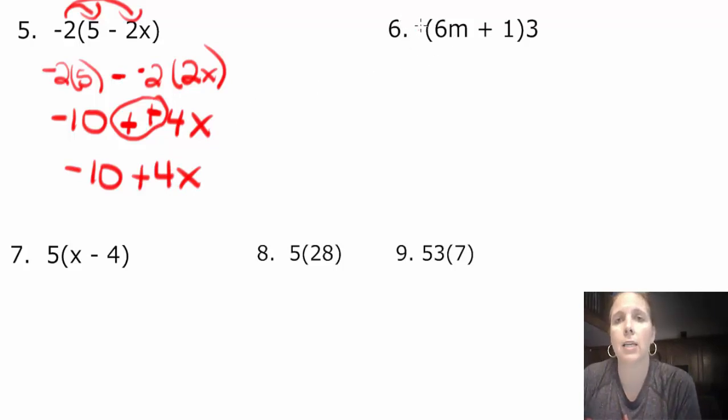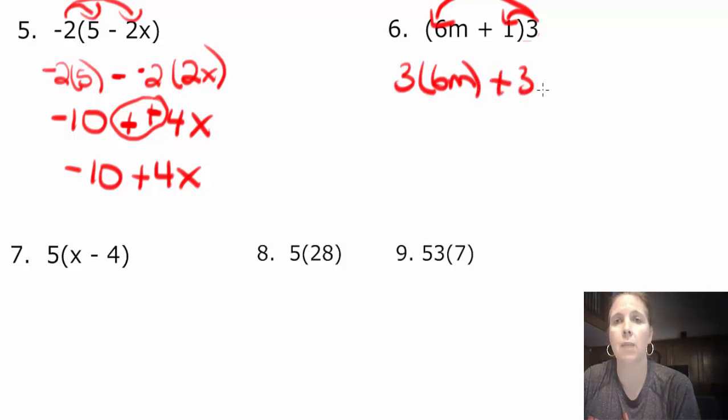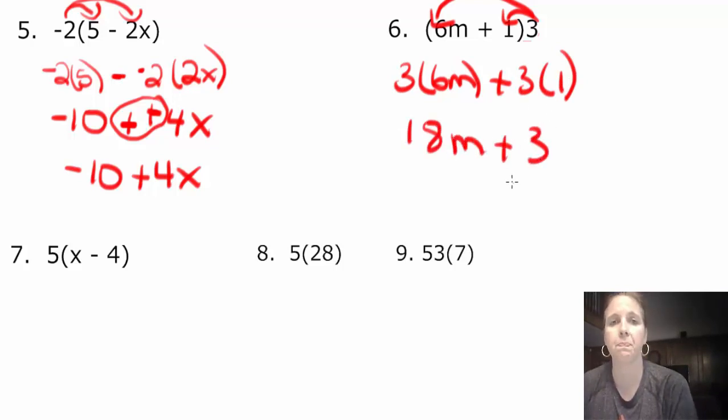Number 6. So now we have our number that's being multiplied by the quantity on the right side. It doesn't matter. It's still being multiplied. So then you're going to go this way. Okay, so 3 times 6m plus 3 times 1. So 3 times 6m is 18m plus 3 times 1, which is 3.